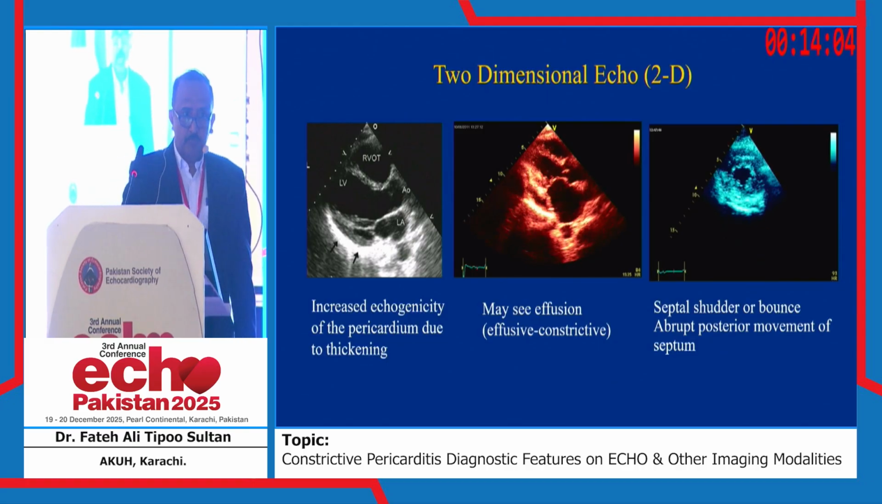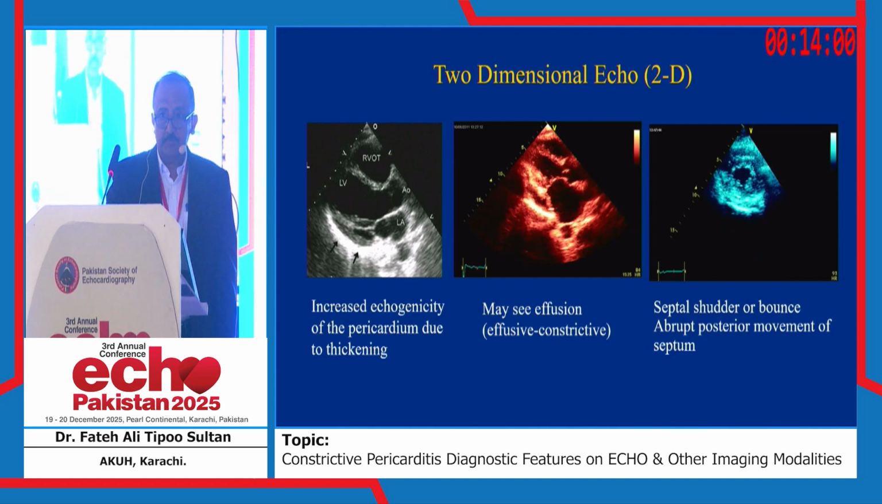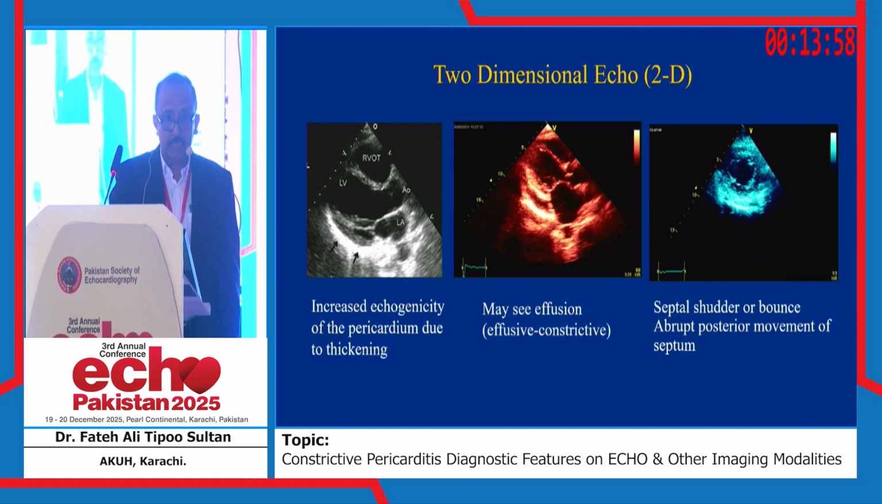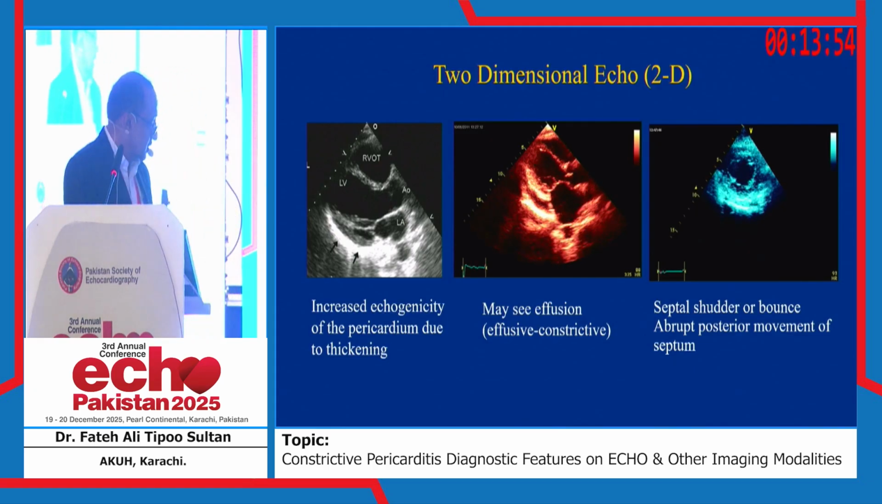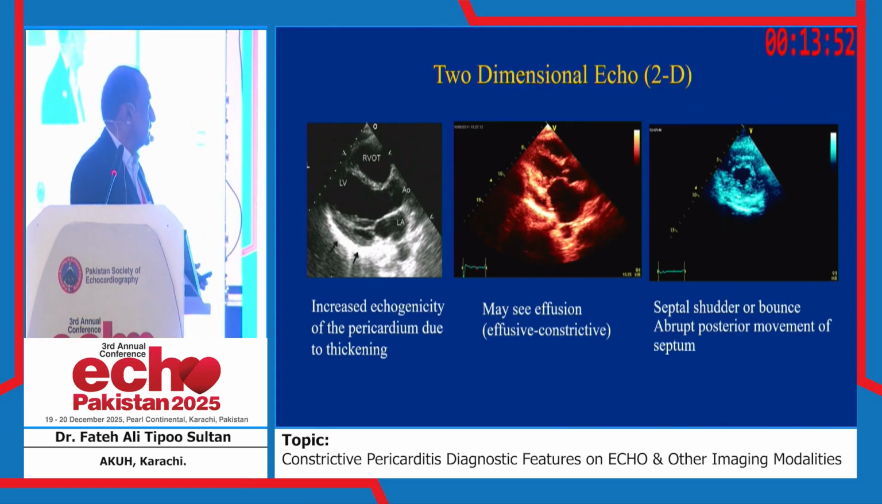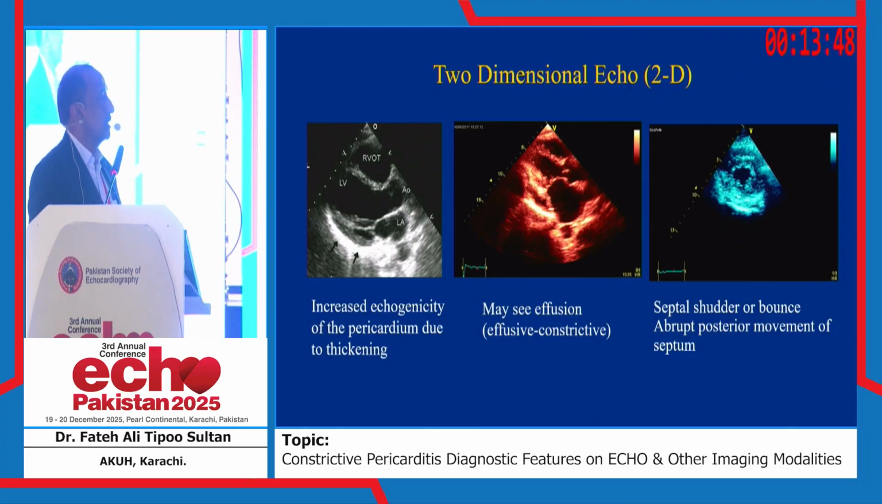So whenever you are starting echocardiographic examination in a patient with a suspicion of constrictive pericarditis, then you would start with the 2D examination. On 2D, you can appreciate there may be increased echogenicity of the pericardium due to thickening of the pericardium. There may be some degree of pericardial effusion, especially in patients with effusive constrictive pericarditis. And the most important thing on 2D is the septal shudder or septal bounce, which is the abrupt posterior movement of the septum.